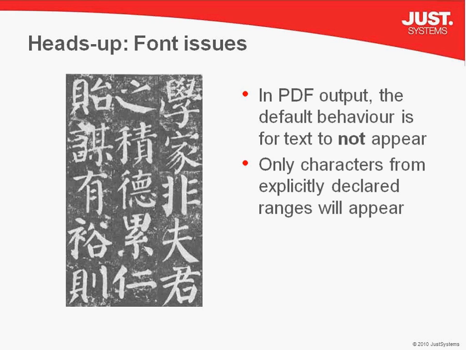If you've got any kind of non-Latin character set, one thing to be aware of is that in PDF output, by default when you generate output from the Open Toolkit, it's often blank. It often doesn't contain any of the text that you would expect to appear. That's because in PDF output, the default behavior is for text to not appear. You actually have to go into a configuration file and declare which character ranges in Unicode you want to output. It's just the way that PDF publishing systems are designed.